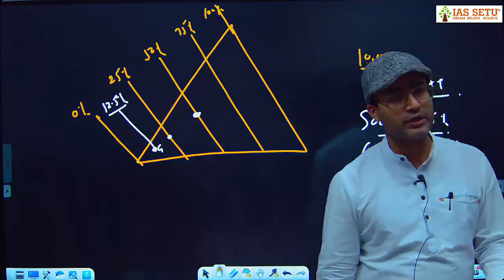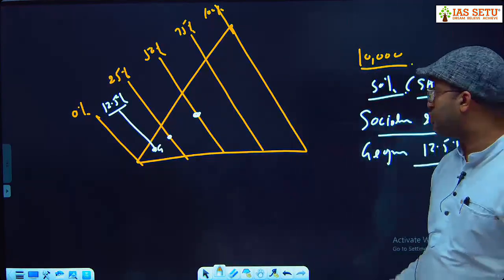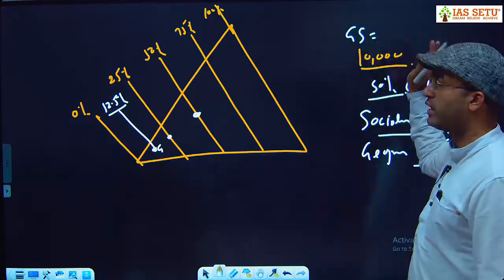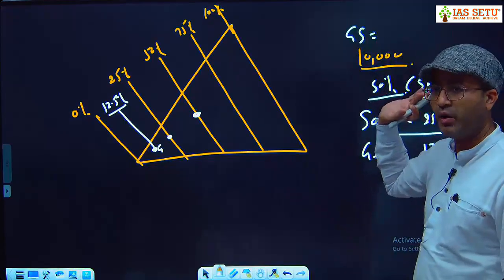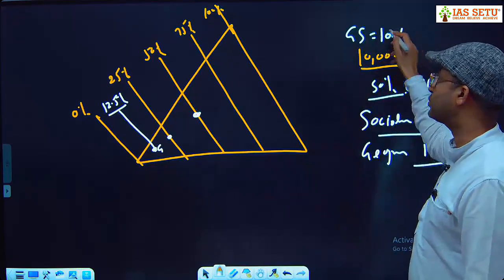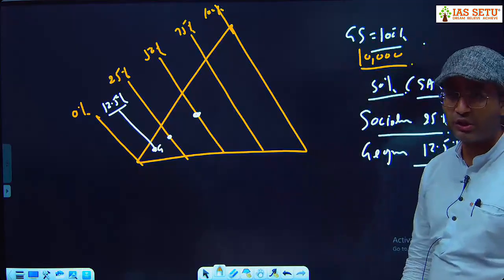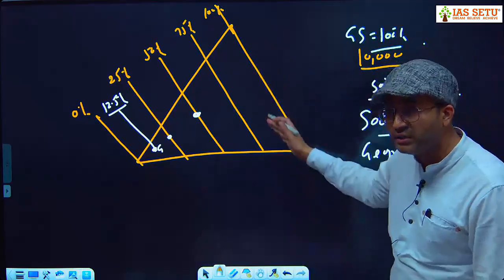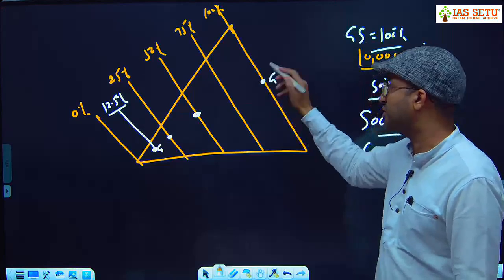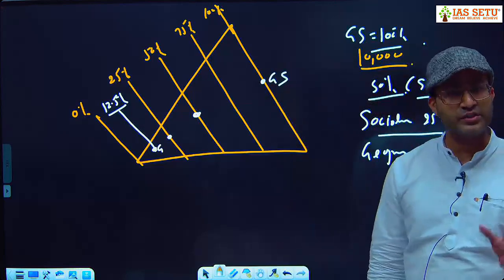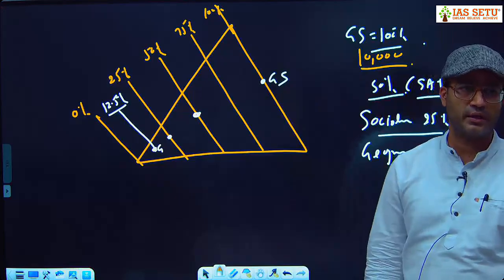Political science you can take. Okay, like here GS, and I assume everyone has done GS coaching somehow. So 100% students have taken GS coaching. Where we represent GS, 100% line. तो यहां आ जाएगा GS. GS coaching 100% student ले रहे हैं.